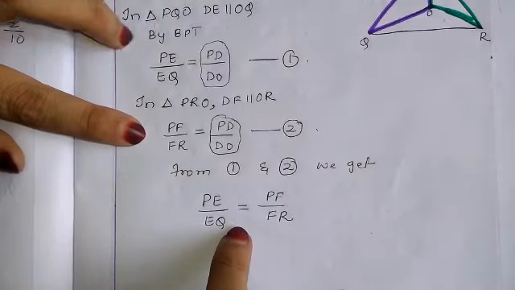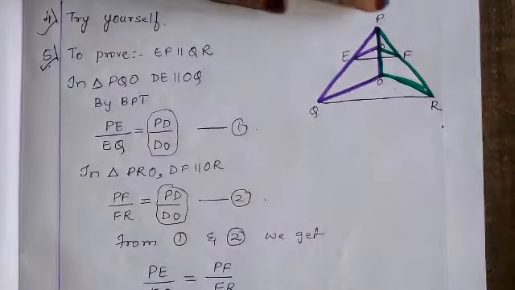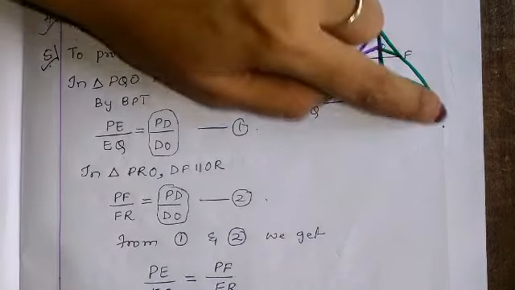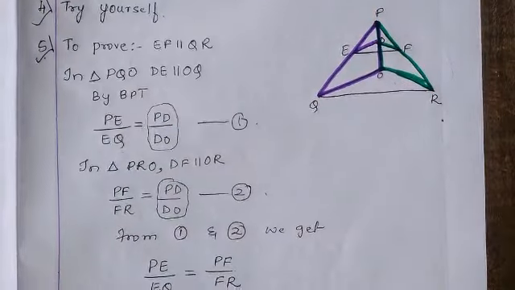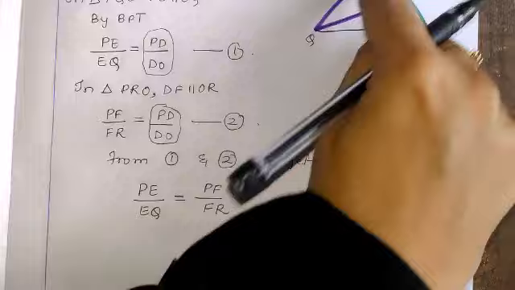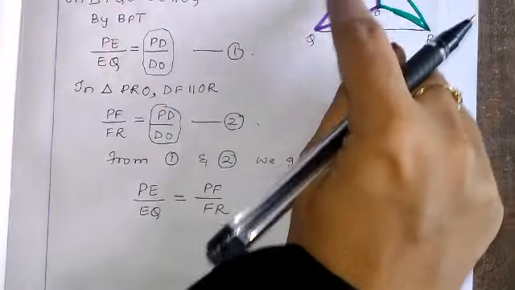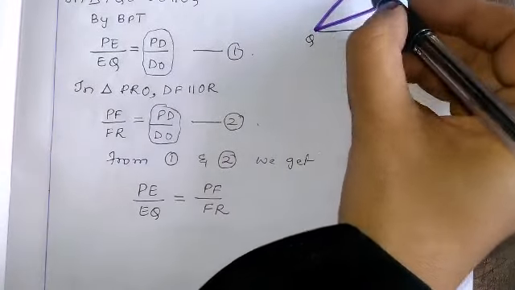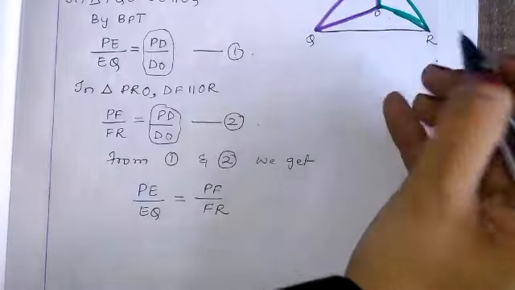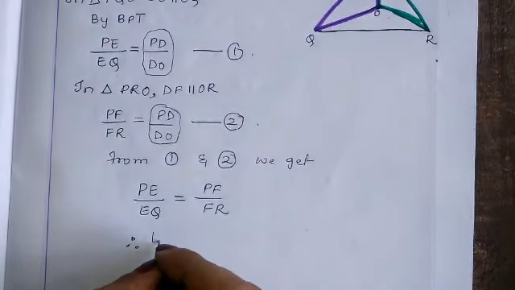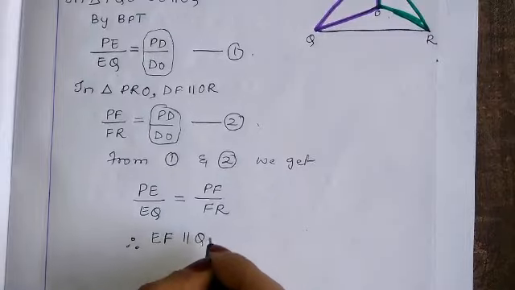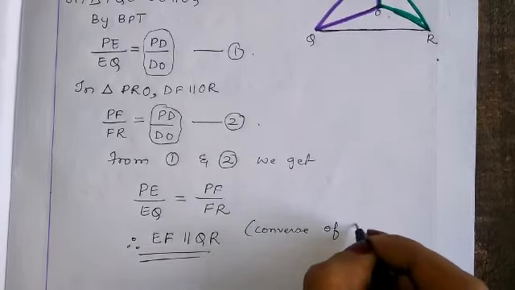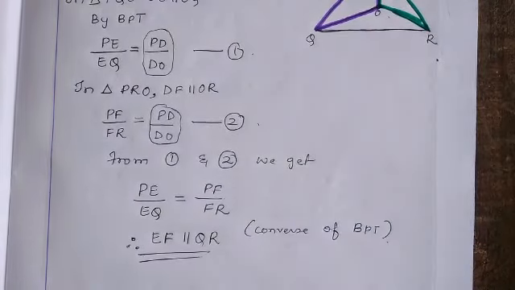This is nothing but what? Let us see in the figure. PE by EQ is equal to PF by FR. This is nothing but BPT, full triangle PQR, triangle BPT it is. How come it is BPT? If this is proportion, they are parallel. Therefore, we got the answer: EF is parallel to QR. How? Converse of BPT. So this we got the answer.